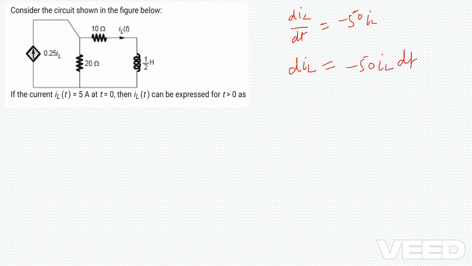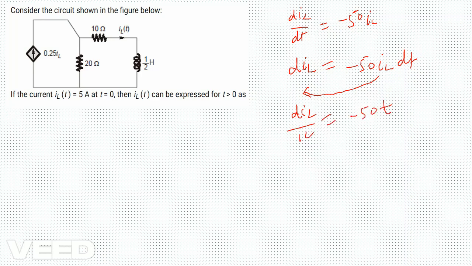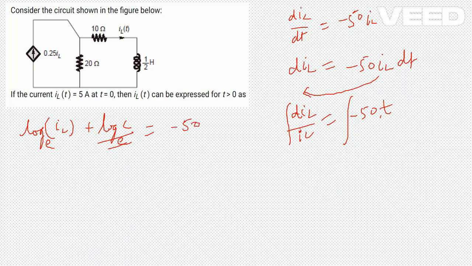Now I can put this IL on the other side. So I get dIL over IL is equal to minus 50 dt. Now I can integrate both the sides. This is a simple integration. This is log of IL, plus log of C, because a constant term will come, is equal to minus 50 t. Sorry, this is dt. So now it is 50 t.